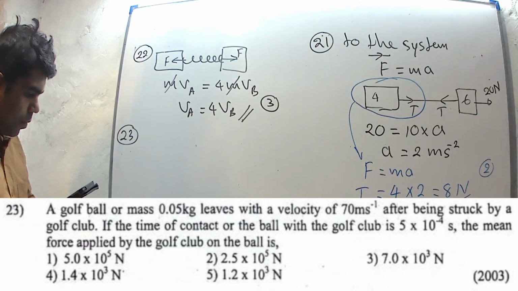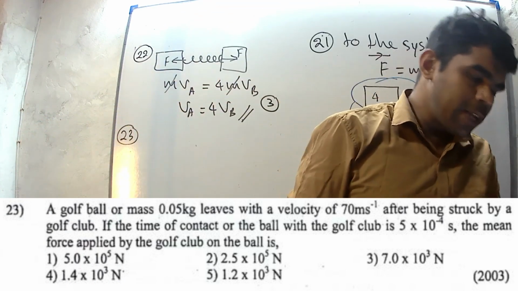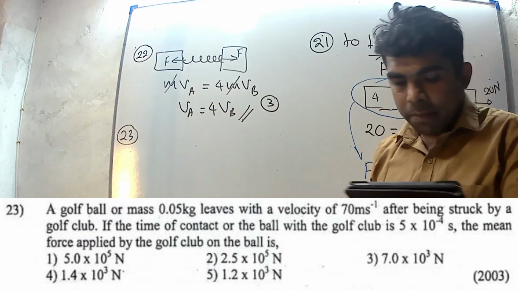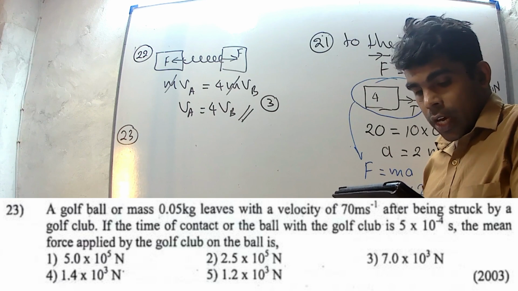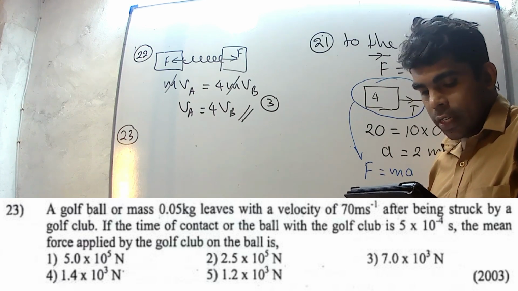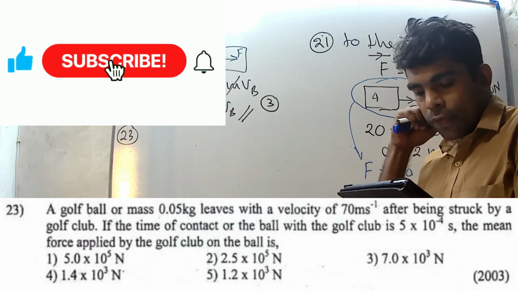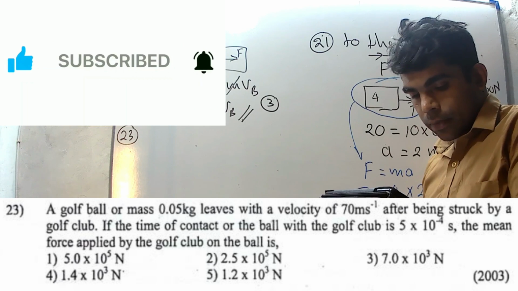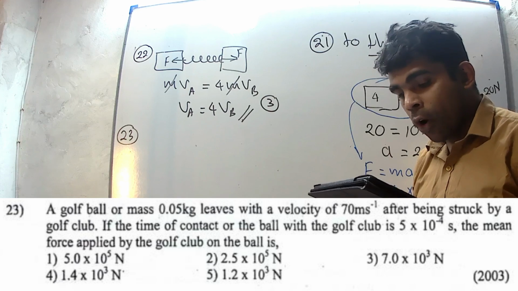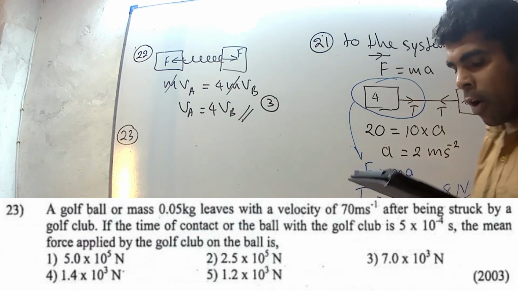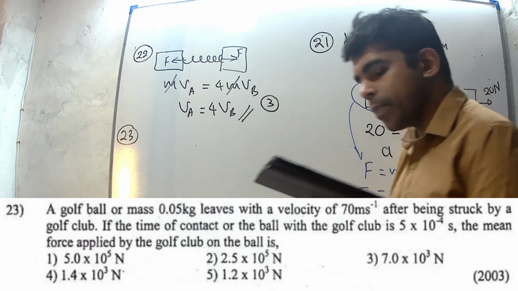23. A golf ball of mass 0.05 kilogram leaves with velocity 70 meters per second after being struck by a golf club. If the time of contact of the ball with the golf club is 5 into 10 to the power minus 4 seconds, what is the mean force applied by the golf club on the ball?